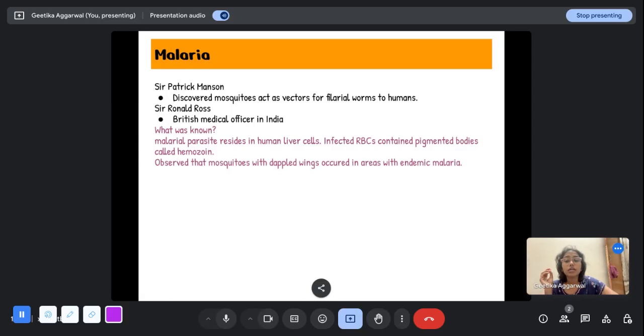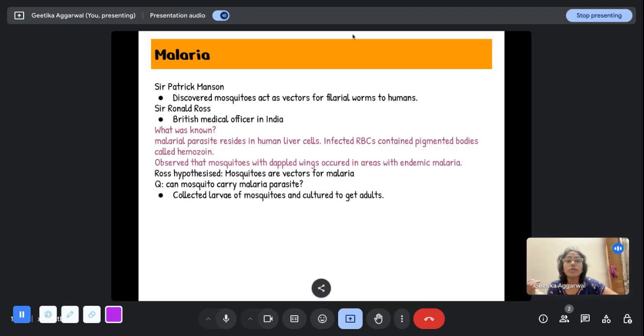And then he himself, Sir Ronald Ross, observed that mosquitoes with dappled wings occurred in areas with endemic malaria. So, in areas in India where malaria was endemic, not spreading out of that area, in those areas these mosquitoes were found, the ones with dappled wings. So he hypothesized that malaria vectors are mosquitoes. The question was, first of all, can a mosquito carry the malarial parasite? Is a mosquito capable of carrying the parasite for malaria?